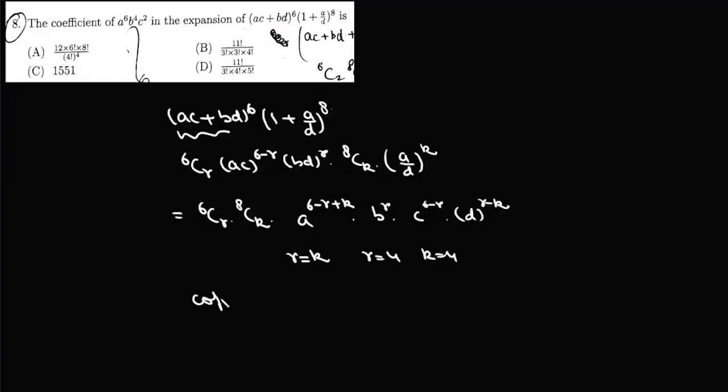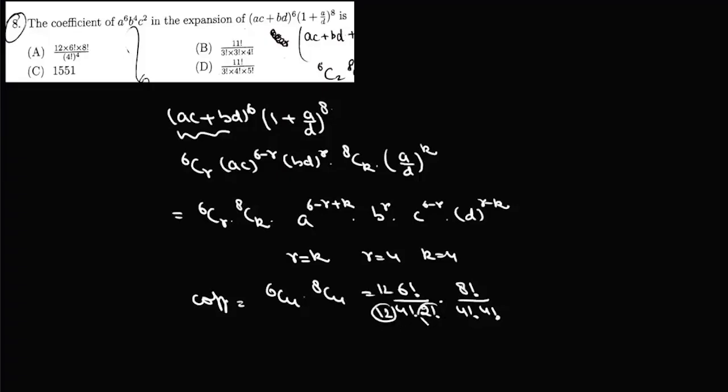So its coefficient will be 6c4 into 8c4, which is factorial 6, factorial 4, factorial 2, and this is factorial 8, factorial 4, factorial 4. We need the result in terms of factorial 4. So what we do is we multiply and divide everything with 12.